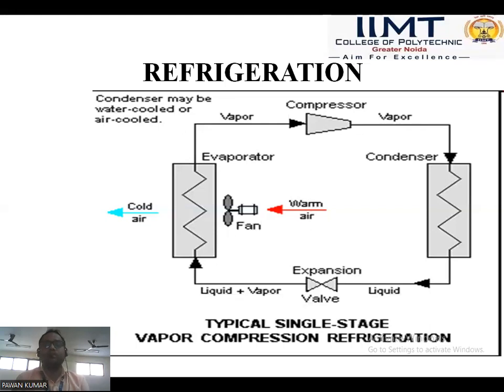After the expansion valve, the low temperature and low pressure refrigerant enters the evaporator, where the refrigerant absorbs heat from the surroundings. It absorbs the latent heat of vaporization from the surroundings and gets vaporized. After vaporizing, the refrigerant goes towards the compressor. While absorbing the latent heat of vaporization from the surroundings, the refrigerant produces the cooling effect. This is the basic refrigeration cycle used in a refrigerator.